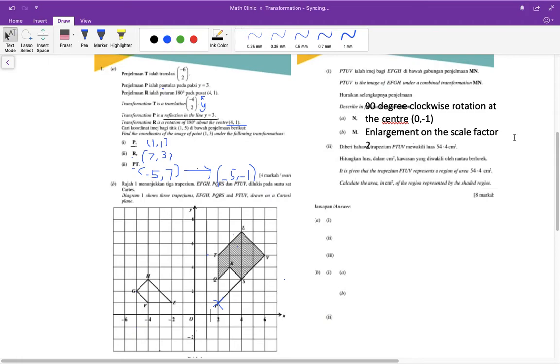So on the scale factor 2, at the center, you can actually write the alphabet P. But if you write the alphabet P, you need to mention what the P coordinate is. Like this one, P coordinate is 2 and then 1. Hope you guys understand why it is 2, 1, because, yeah, connect it. So it's 2, 1. Okay, so here's the answer.